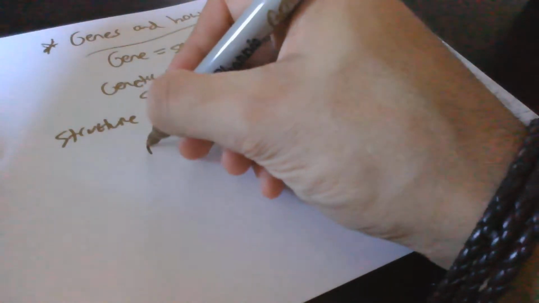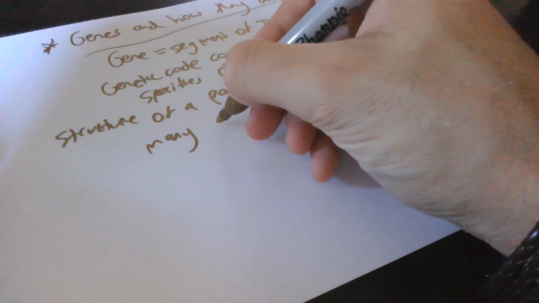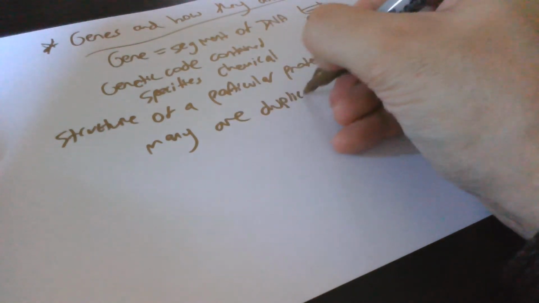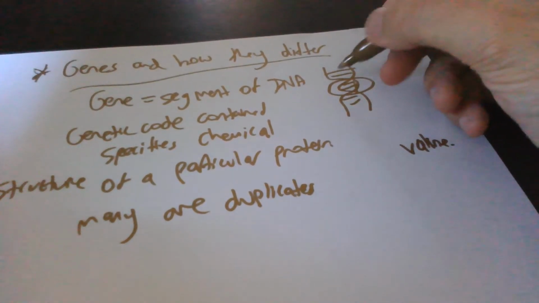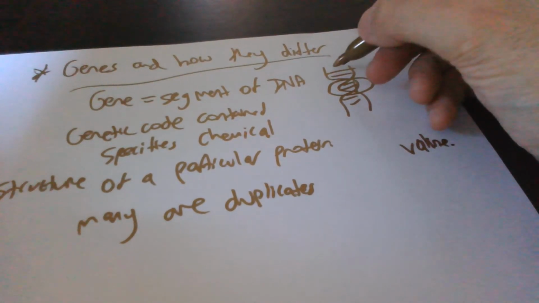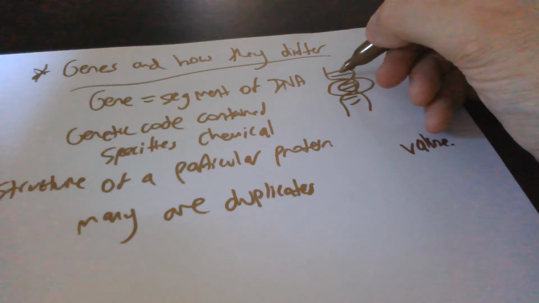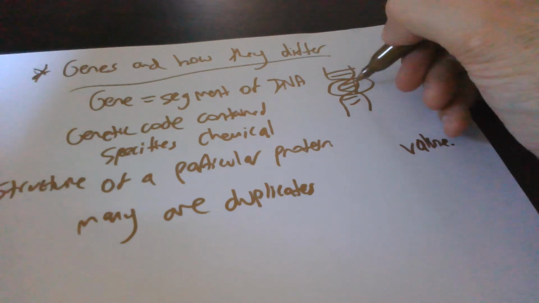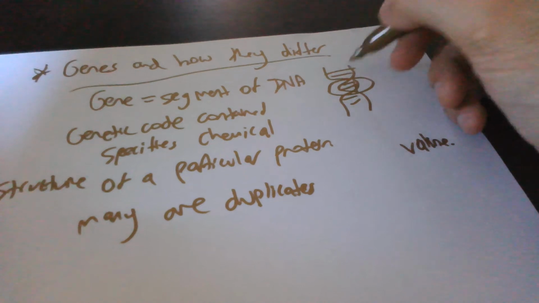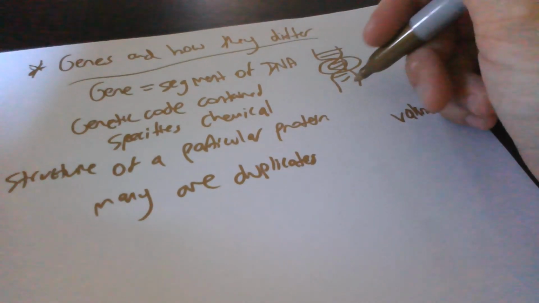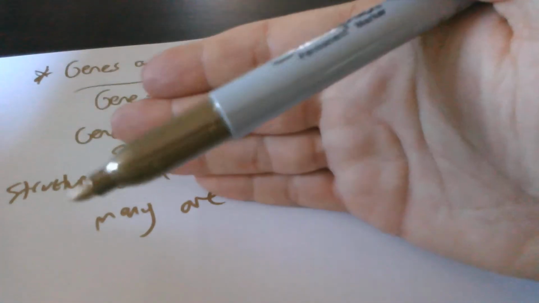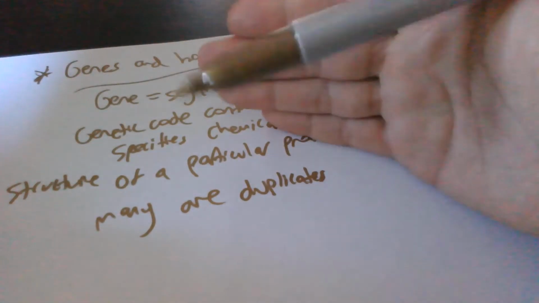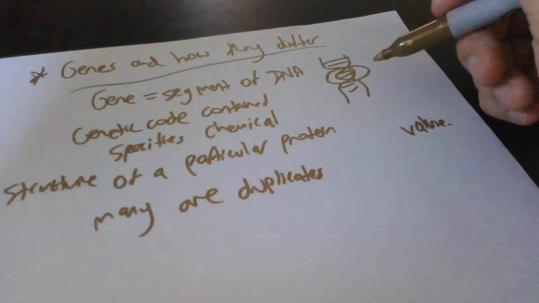Now, many genes are duplicates, right? Because when you look at a DNA strand, a lot of them might have the same base pairs, right? So they might have GC, A, GC, and whatnot, and so you can get identical genes. So many of them are duplicates, and basically the DNA structure of a gene determines the arrangement of amino acids in a protein. That's all this is saying, right?